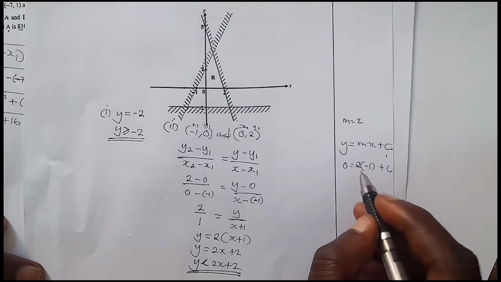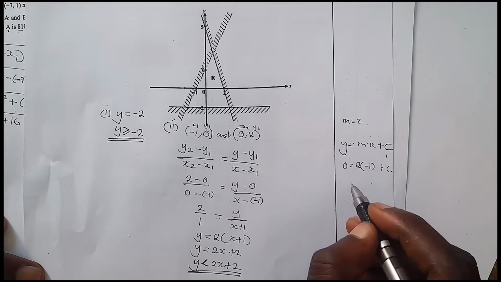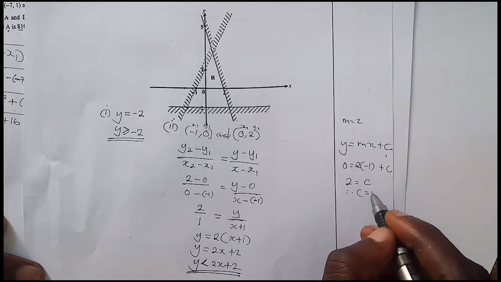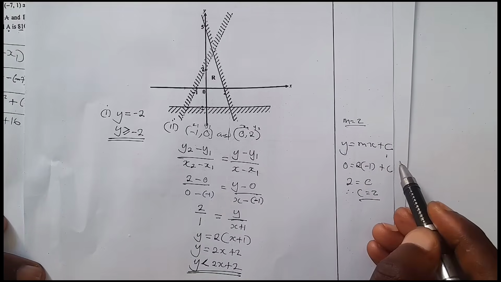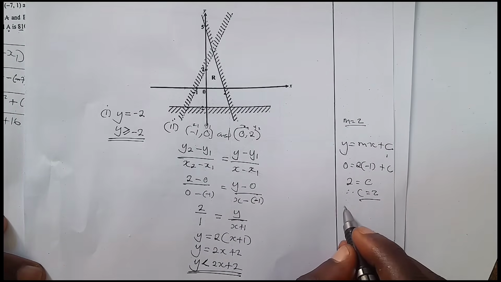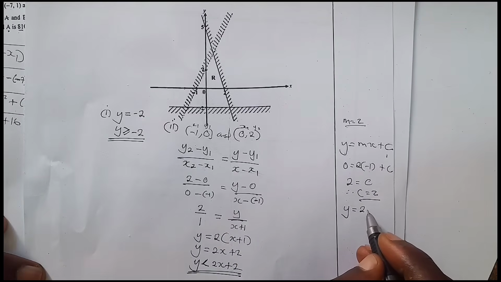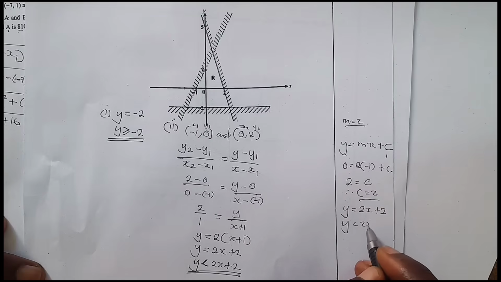C is just C. This times this is -2, right? Then the -2 cross the cosine becomes +2. So C is equal to what? 2. Alright. So having found the gradient and the C, the equation finally will be y is equal to, where there is m, substitute with what? 2x + 2, right? Then the inequality like this.